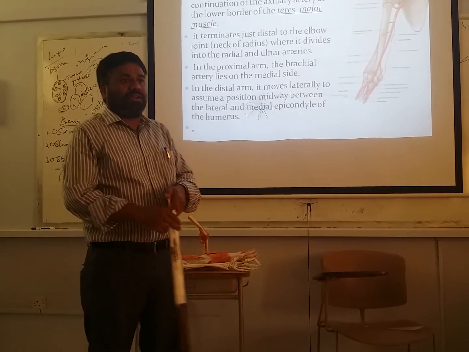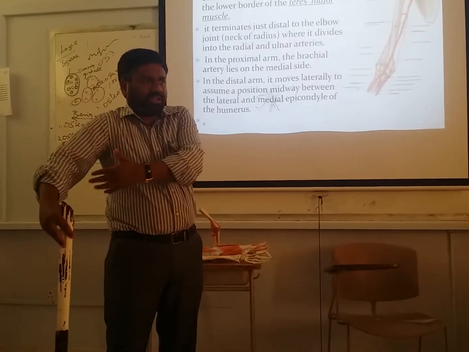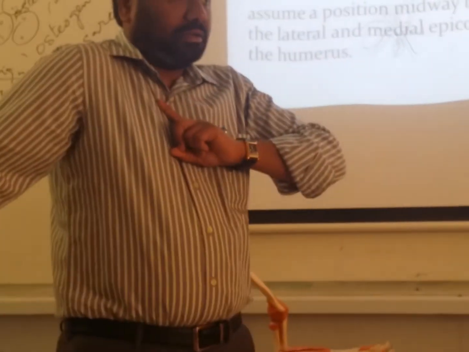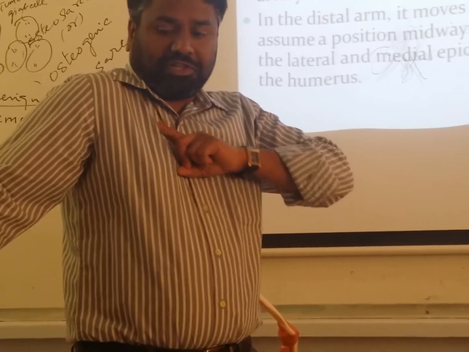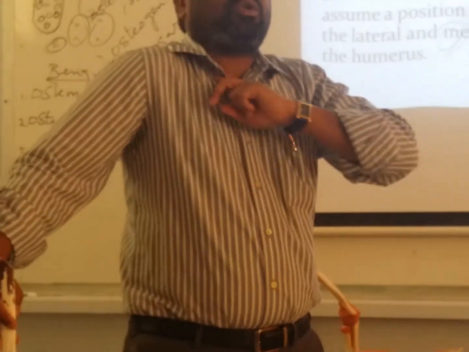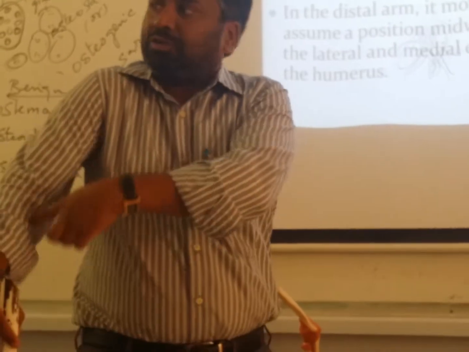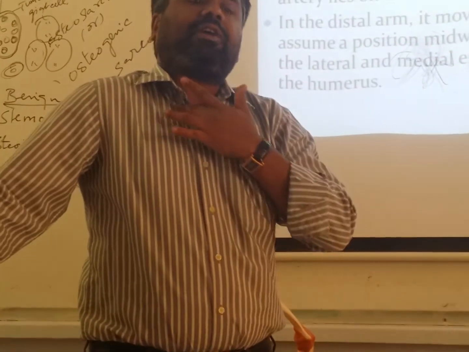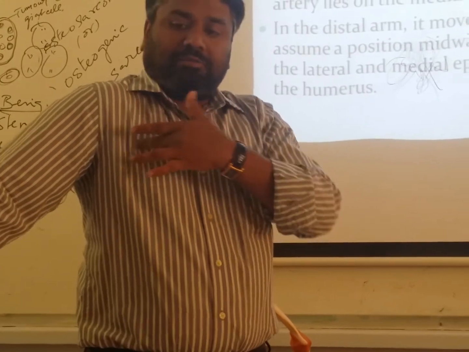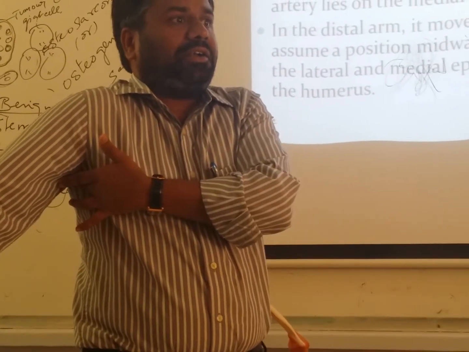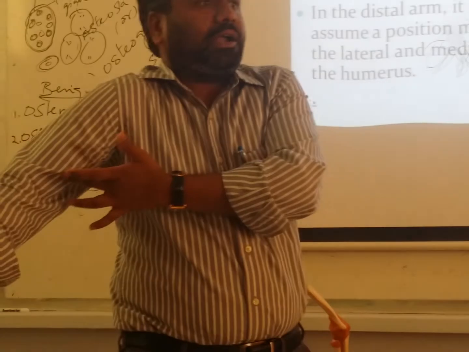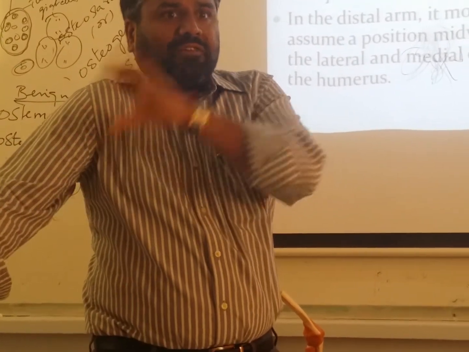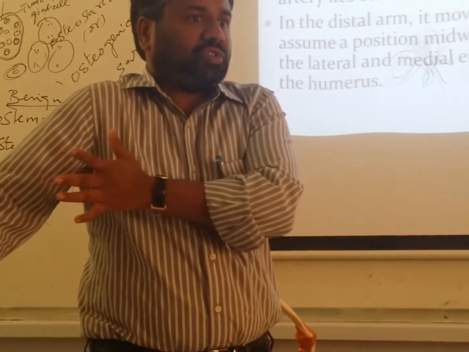So what is the brachial artery? It is the continuation of the same artery. See, only one artery runs from the brachiocephalic trunk through the root of the neck, the axilla, and then to the arm. But we give different names for the same artery. Here we call it subclavian. When it comes to the axilla, we call it axillary artery. And when it enters the arm, we call it brachial artery. It is the same single vessel given different names in different regions.